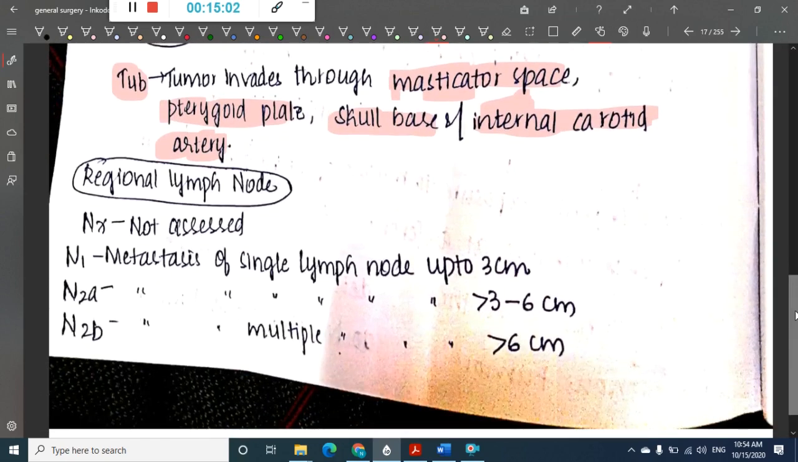Okay, then what are the regional lymph nodes? According to regional lymph nodes, we have NX, which cannot be assessed. We call it N1 if the regional lymph node is up to 3 centimeters. N2A if the regional lymph nodes are more than 3 to 6 centimeters. N2B where you see multiple lymph nodes with more than 6 centimeters. So in N1 you see a single lymph node up to 3 centimeters. In N2A you see a single lymph node of 3 to 6 centimeters. In N2B you see multiple lymph nodes of more than 6 centimeters.